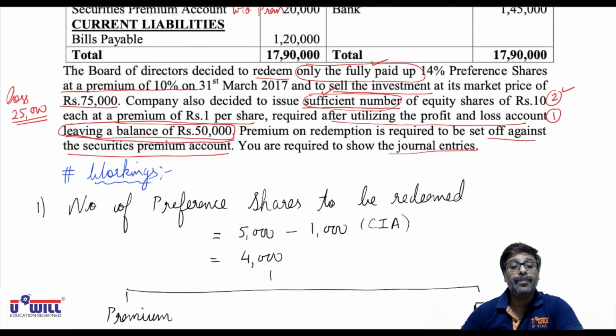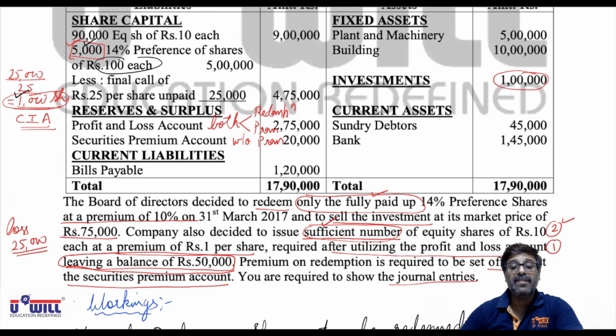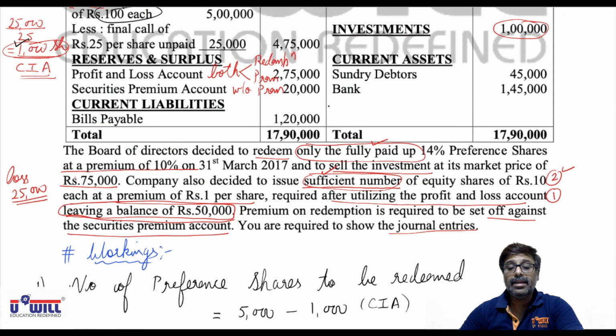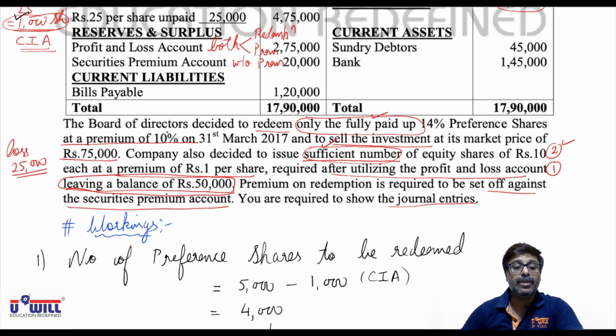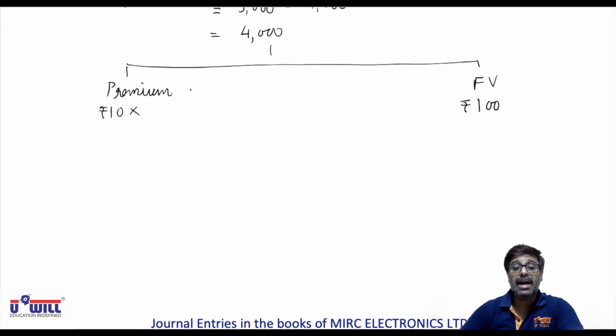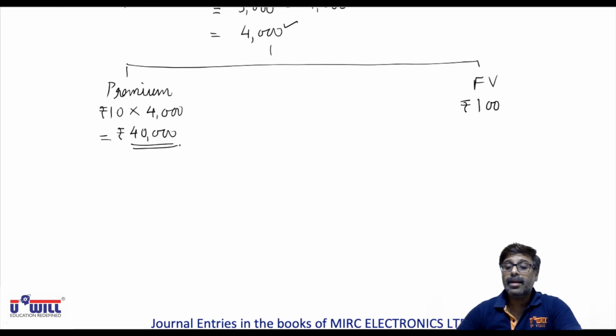Now, first we write the face value. What is the face value? 100 rupees. And premium, how will we find? Here it is given that they are redeemed at a premium of 10%. Can you all see that? So 100's 10% premium will be 10 rupees, multiplied by 4,000 preference shares to be redeemed. So what is the total premium amount on redemption that we have to pay? 40,000. And 100 into 4,000 preference shares to be redeemed gives the face value, which is 4 lakhs.